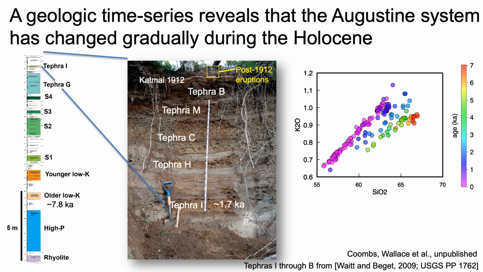Next, I'd like to look back further in Augustine's eruptive history to provide context in which to place the current magmatic system. In the middle photo, you can see a tephra section with several late Holocene tephras, first identified by Waite and Beget in their 2010 USGS professional paper, that spanned from a few hundred years to about 1700 years before present. To the left of that, a representative strat section that was logged high on the south flank of the volcano extends back even further to the early Holocene.